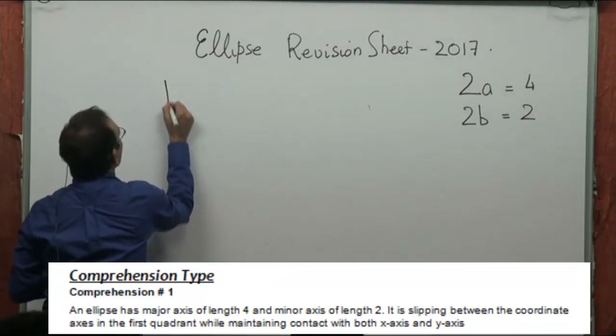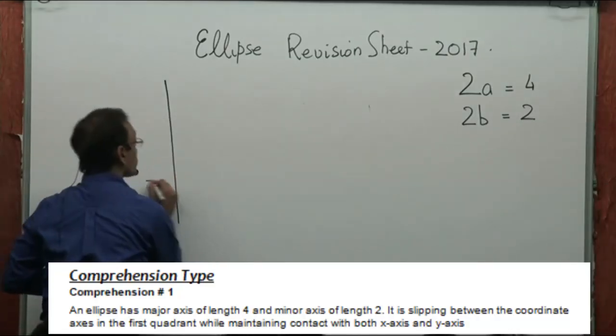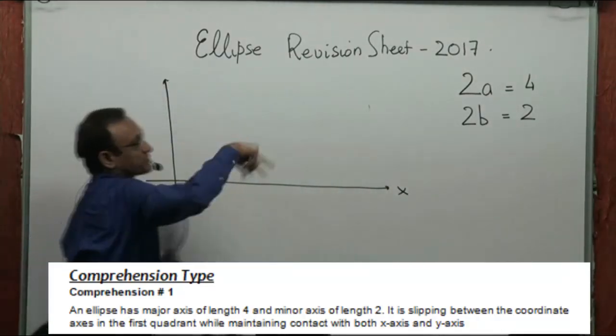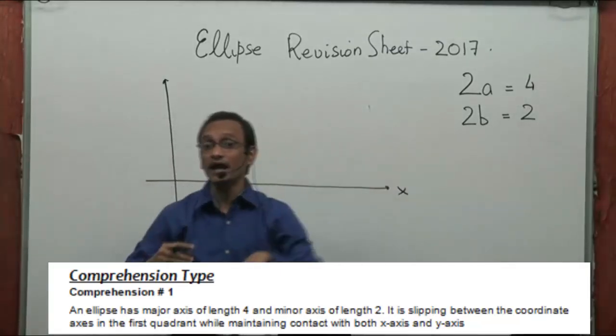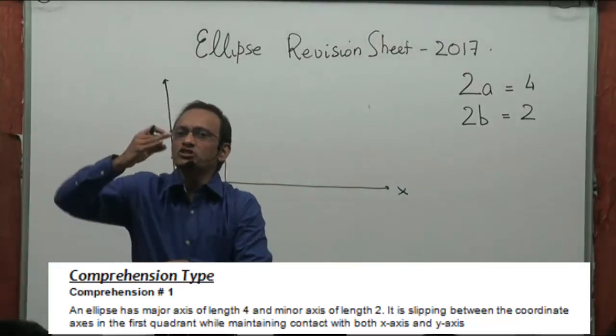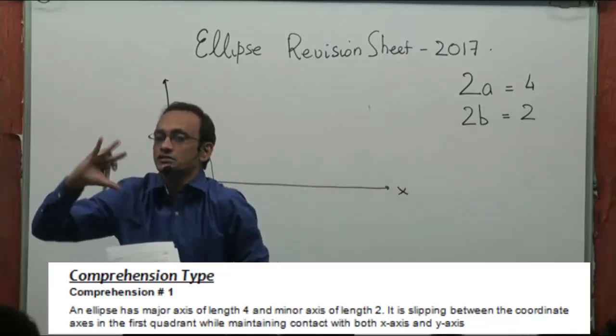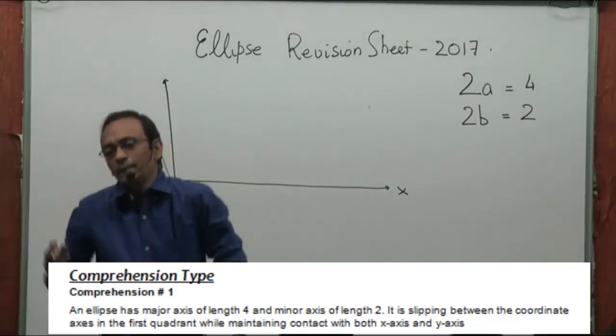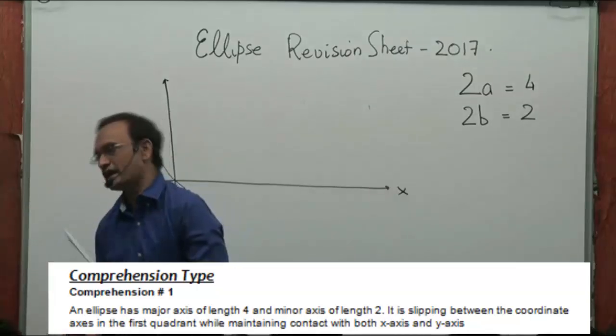So the variable ellipse is like this. The physical features of the ellipse are not varying because it's the same ellipse. Same major axis, same minor axis, and so on and so forth. But the major and the minor axis are rotating, are getting tilted. They are getting reoriented, but the physicality of the ellipse will remain the same, barring its orientation.